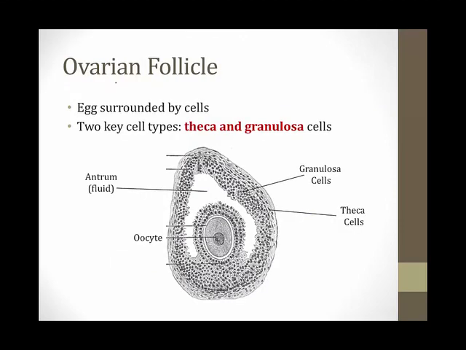Estrogen synthesis occurs primarily in the ovaries. Specifically, it occurs in the ovarian follicles. The follicles are the structural units of the ovaries. They consist of an egg surrounded by cells. This is a picture of an ovarian follicle on the screen here.